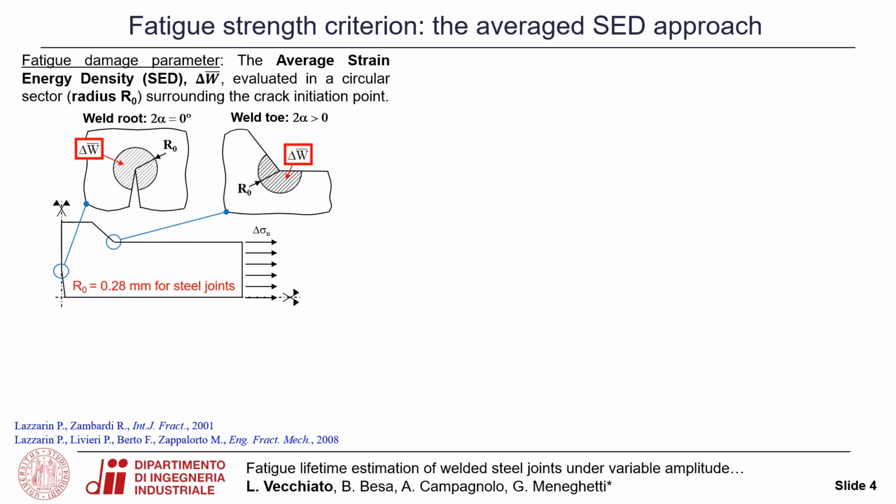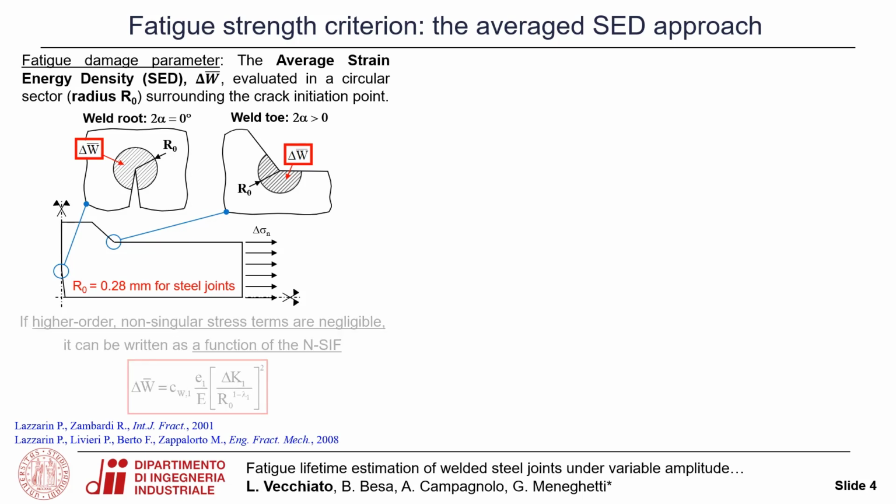In the context of the NSIF approach, Lazzarini and co-workers introduced a local approach for the fatigue strength assessment of notched components, which assumes that the average strain energy density evaluated in a circular sector of radius R0 surrounding the crack initiation point is the fatigue damage parameter. This radius has been found to be equal to 0.28 mm in case of steel welded joints. It has also been shown that if high-order non-singular stress terms are negligible, it can be written as a function of the notch stress intensity factor.